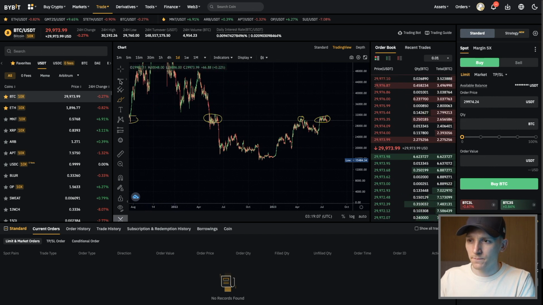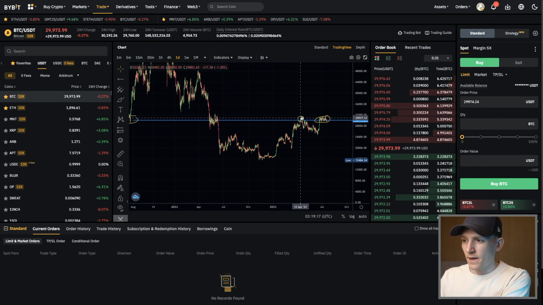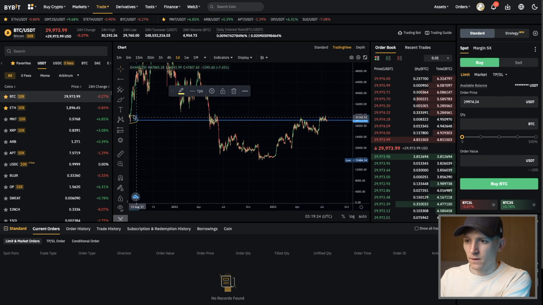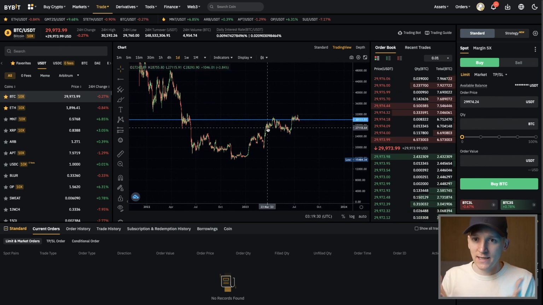So what I'm going to do is click my horizontal ray, and I'm going to just click once because a horizontal ray will draw that for you, and then that's it. Now what I can do is get rid of these drawings if I want, and we now have a support and resistance line on our chart. Support and resistance is very key because we now know that the price that Bitcoin is trading at is pretty much at a very key level.